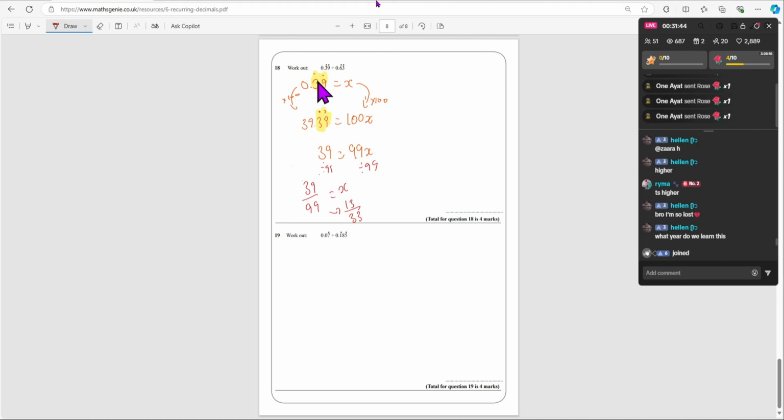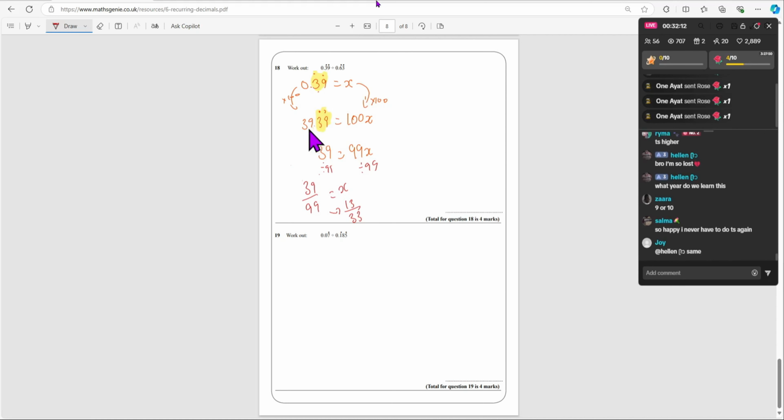So this is just the first step. I'm literally doing the same thing that I did before. I'm converting 0.39 recurring. There are two recurring numbers, and I'm trying to convert them into fractions. As there are two recurring numbers, I would directly multiply it by 100. I'm not going to go to 10x, okay? I'm going to directly multiply it by 100x as there are two recurring decimals, and then I will get 39.39 recurring like that, okay?